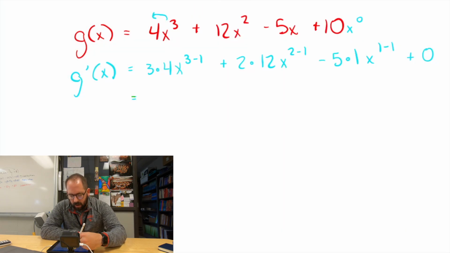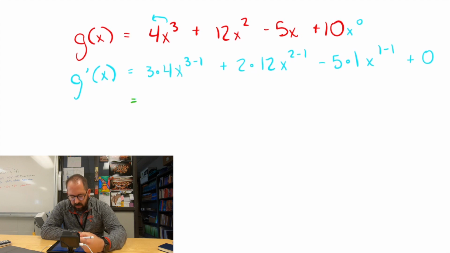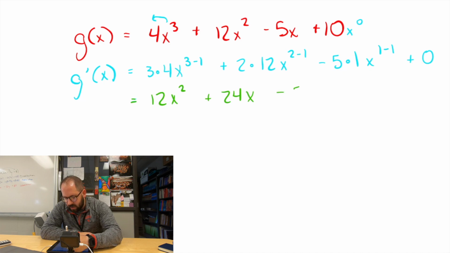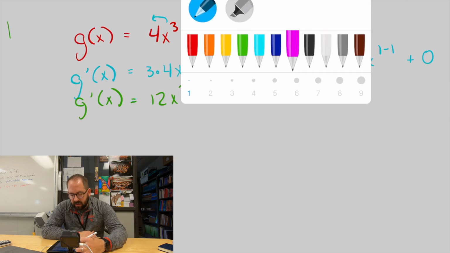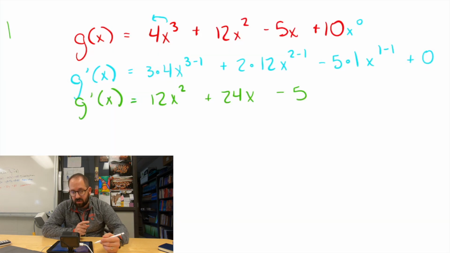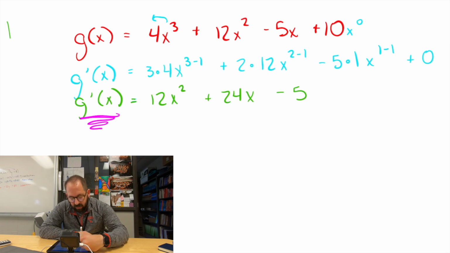Okay. So doing this first derivative, we get 12x to the second plus 24x minus 5, and the x to the 0 just kind of goes away. So that's the first derivative. This is g prime of x. That's the first derivative. That's slope. Now they want us to do the second derivative. That means whatever this answer is that we just came up with, you're going to do the power rule one more time on it.